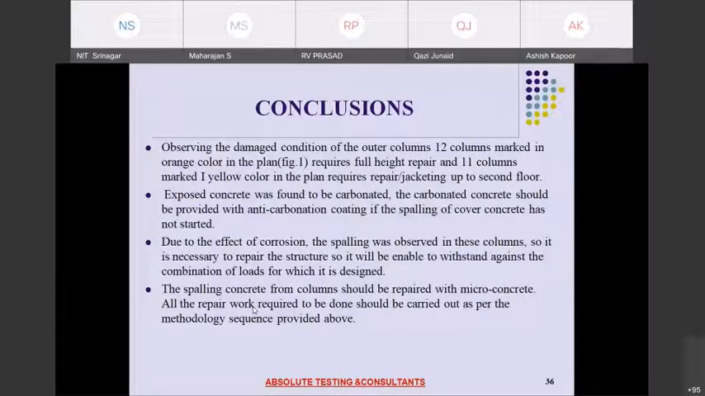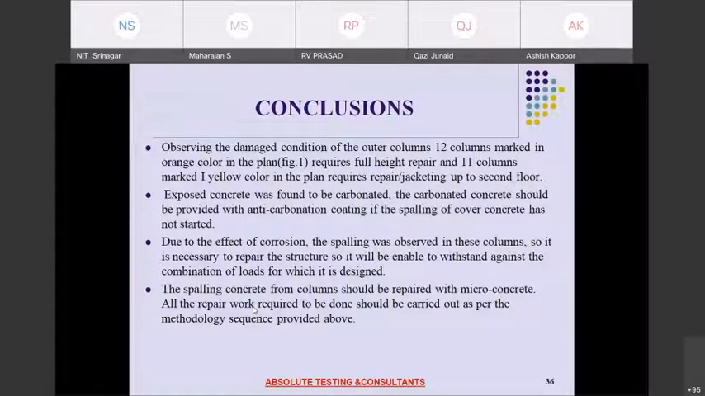Due to the effect of corrosion, spalling was observed in these columns, so it is necessary to repair the structure, otherwise it will be unable to withstand the combination of loads for which it is designed. The spalled concrete from the column should be repaired with micro concrete. All the repair work should be carried out as per the methodology sequence provided above. And here you can't use normal concrete; you have to repair with micro concrete only.